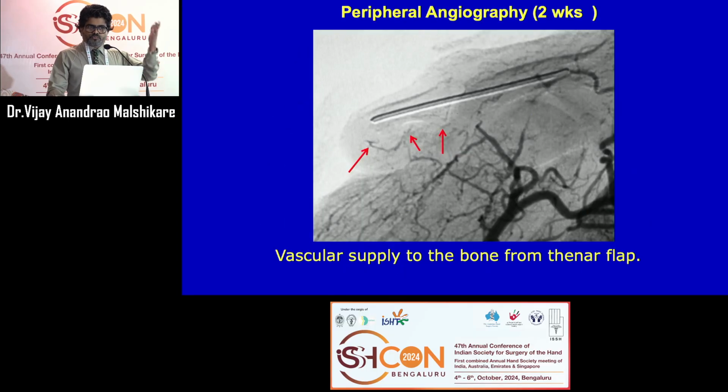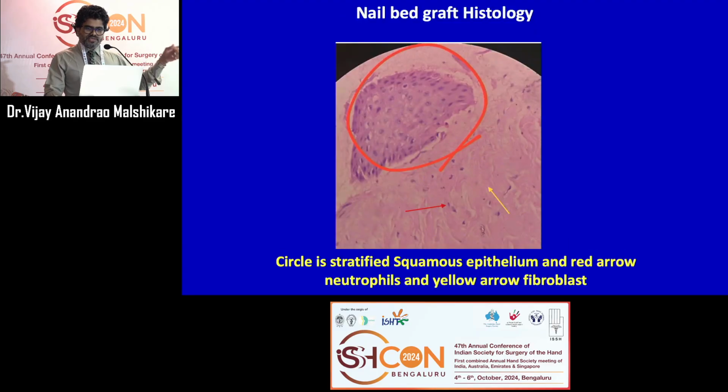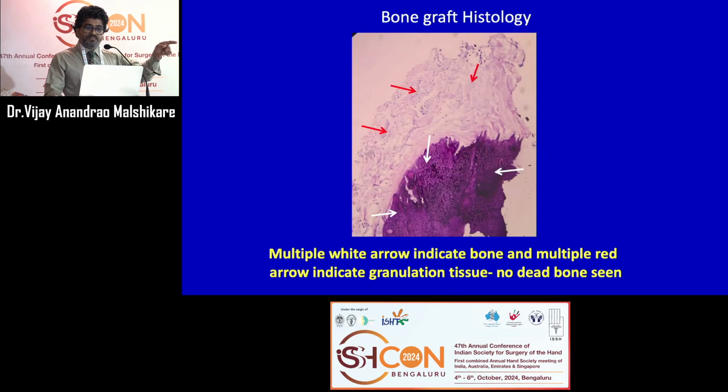So to prove this theory, we did a vascular angiography, and if you see, there are vessels giving nourishment to this bone, the thinner flap, JRF. Biopsy was done after 1.5 months. And this is the histology of the nail bed. You can see the common stratified epithelium. We did a bone histology. There is new bone. There is no dead bone.